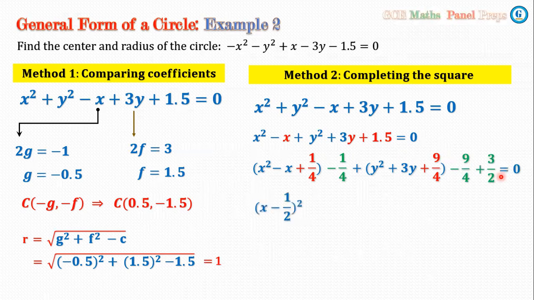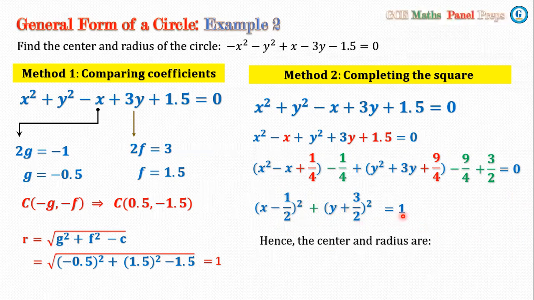And now bring all of this together: x minus a half squared plus y plus 3 on 2 squared, and all of that should be equal to 1 on the right-hand side. So from here, the center is a half, minus 3 on 2, and the radius is 1, just like the previous examples that we saw. Okay. Take your time and watch this video.